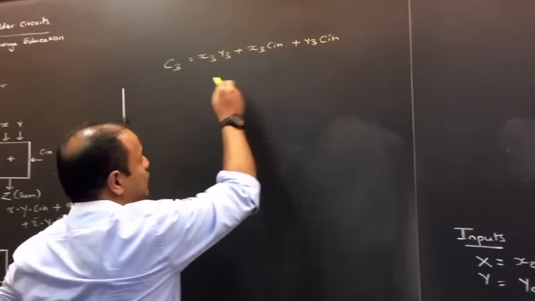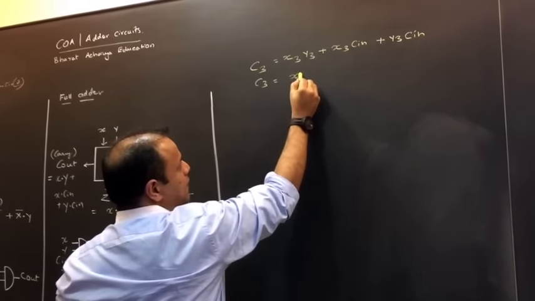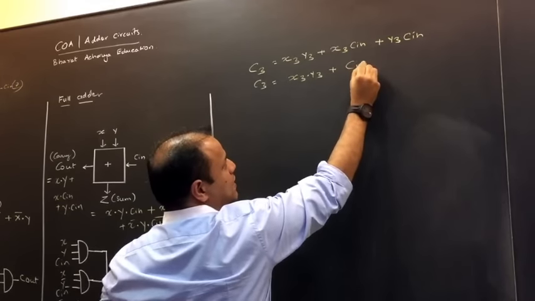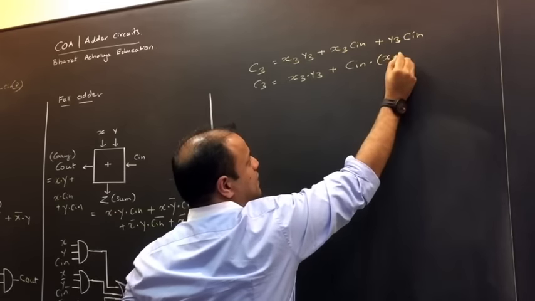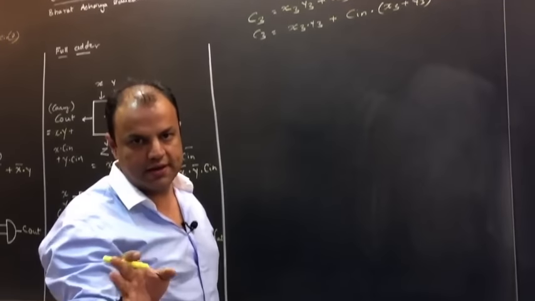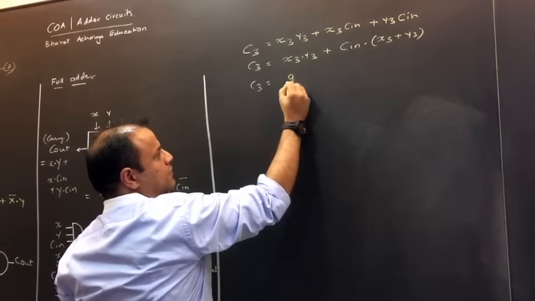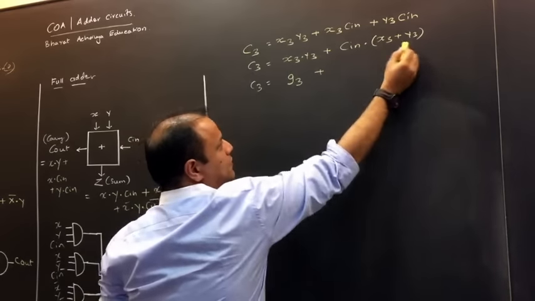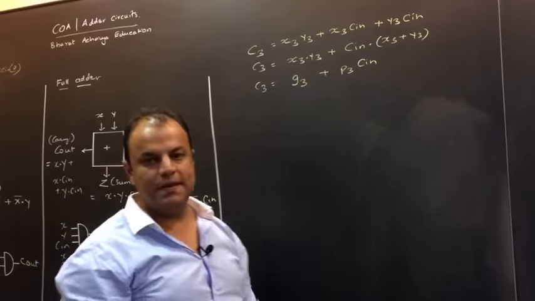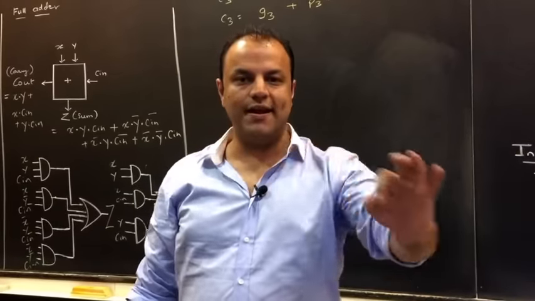So that's your C3. Let's make this formula a little better. C3 is X3 Y3 plus C in is common, X3 plus Y3. Please tell me, do you understand? I've just rearranged the terms. I've done nothing extra. This is simple arithmetic. C3 is G3 plus P3 C in. G and P are called generate and propagate. I repeat, generate and propagate.